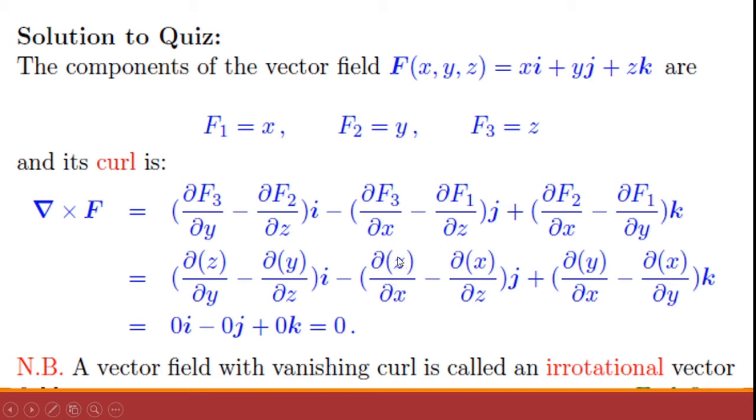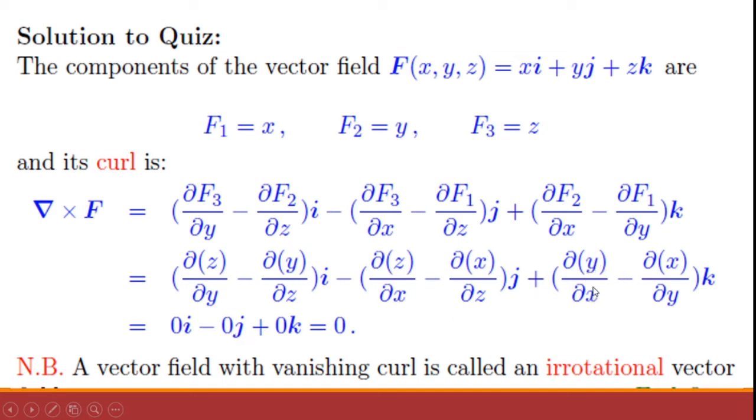Next, for the second term, again we have to partially differentiate with respect to x, but there is no x term here. So this value is 0. In the same way here also we have to partially differentiate with respect to z, but there is no z term over here, so this value also becomes 0. 0 minus 0 again is 0. 0 into j is also 0.